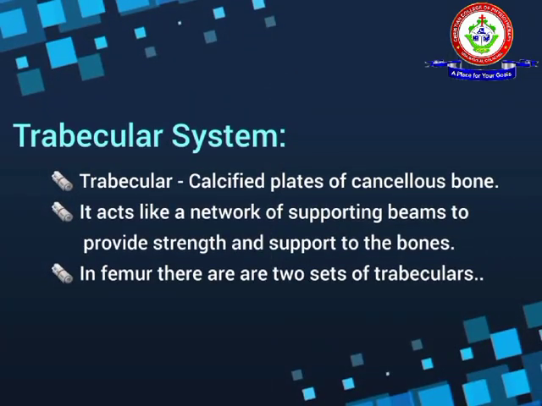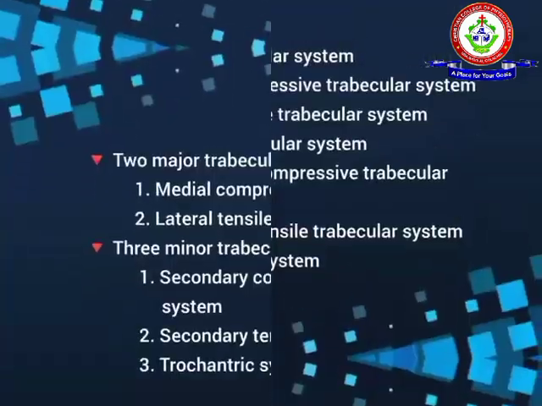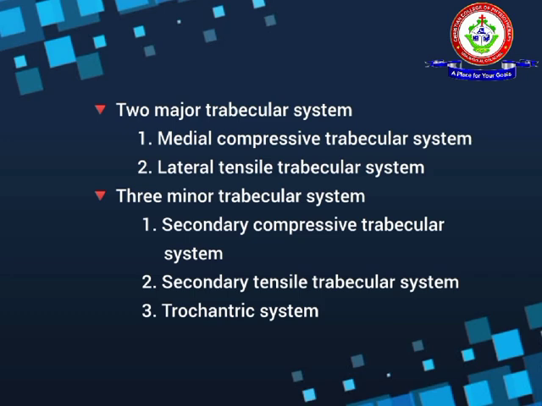Trabecular system. What is trabecular? Trabeculae are the calcified plates of cancellous bone. They act like a network of supporting beams to provide strength and support to the bones. In the femur, there are two sets of trabeculae, major and minor. Two major trabeculae are the medial compressive trabecular system and the lateral tensile trabecular system.